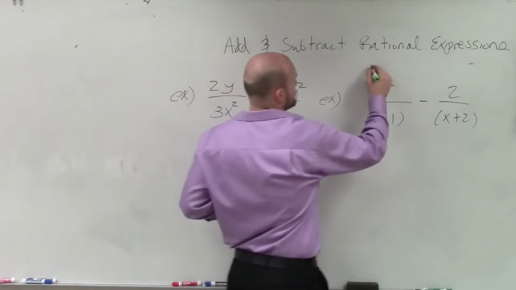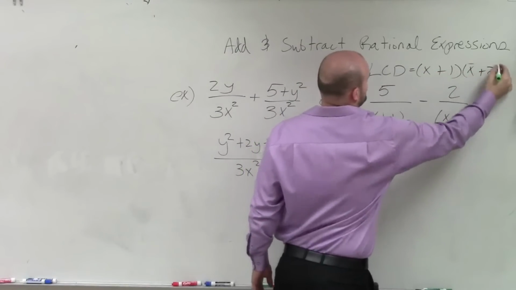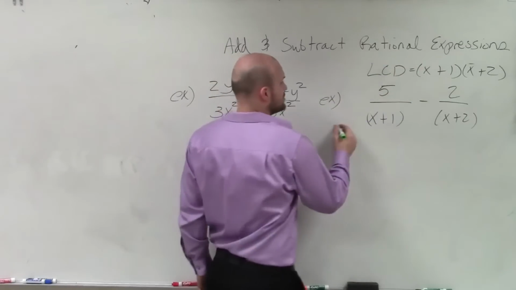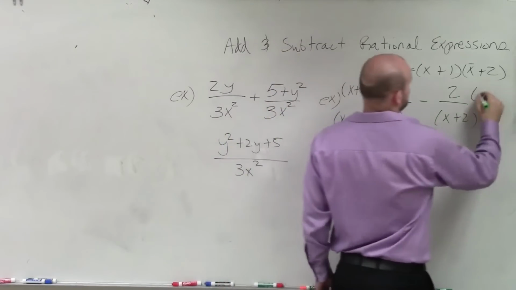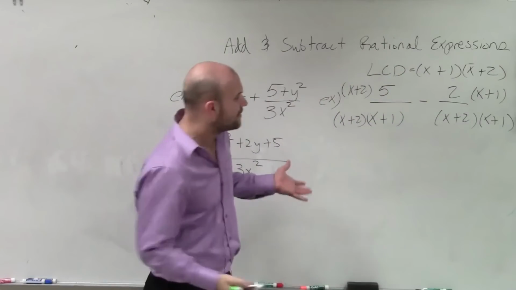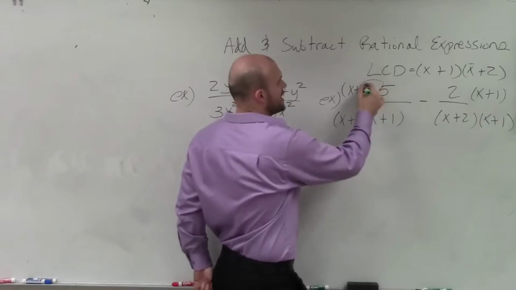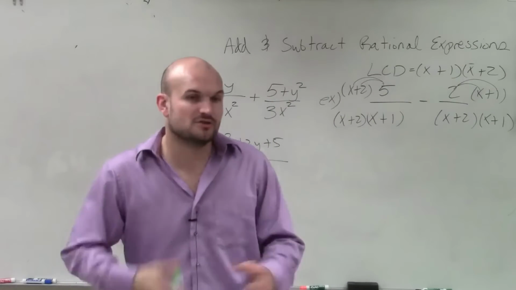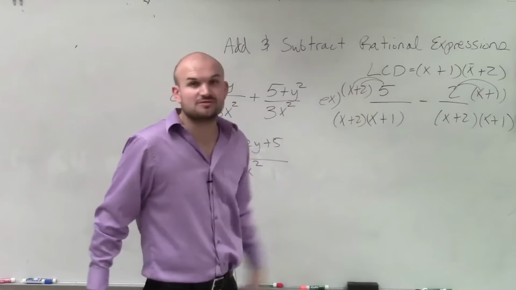So to do that, I need to determine my LCD. In this case, my LCD is going to be x plus 1 times x plus 2. So I need to multiply to get both denominators to have that LCD. I'll multiply by x plus 2 over x plus 2. And here I'll multiply by x plus 1 over x plus 1. All right? Now I have common denominators, and I can also simplify my numerators by applying the distributive property. Applying the distributive property, applying FOIL, and especially factoring are going to be a lot of what you apply when doing these rational expressions.